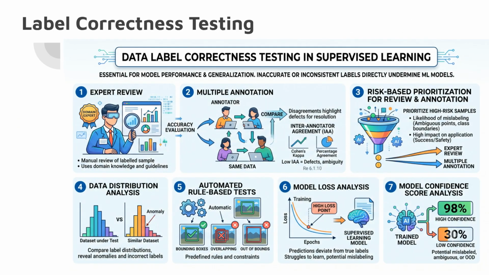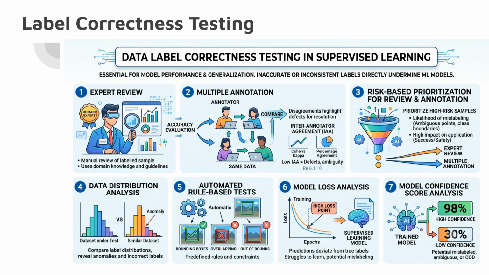Data label correctness is essential in supervised learning. Inaccurate or inconsistent labels directly undermine the performance and generalization of ML models. Common approaches to data label correctness testing include expert review. Domain experts or trained annotators manually review a sample of labeled data. They evaluate label accuracy using their domain knowledge and guidelines.